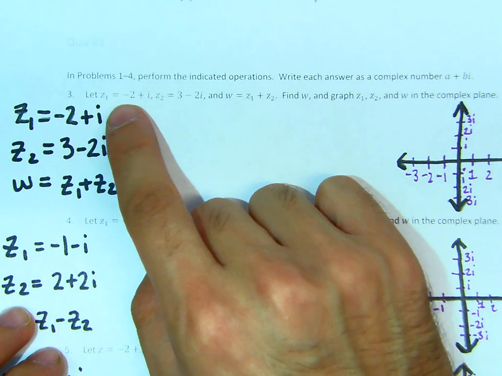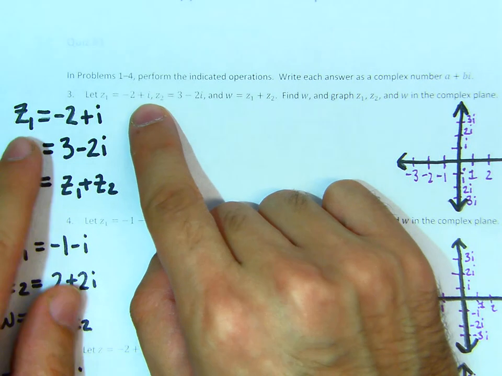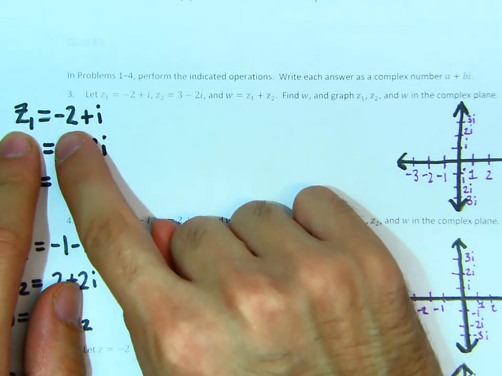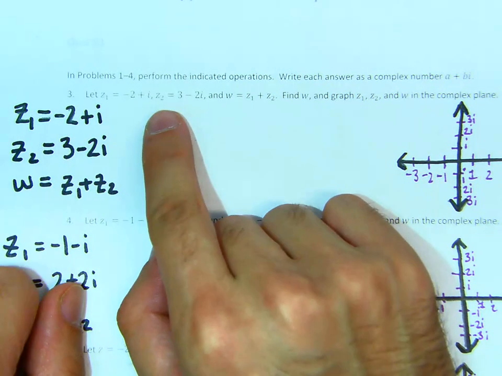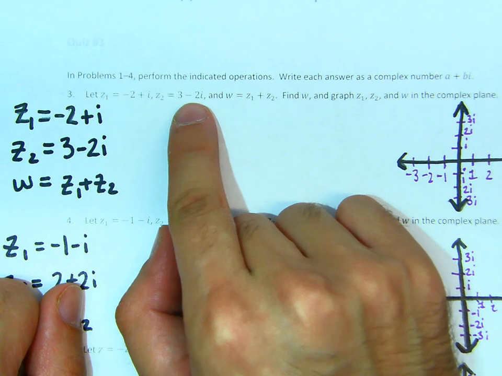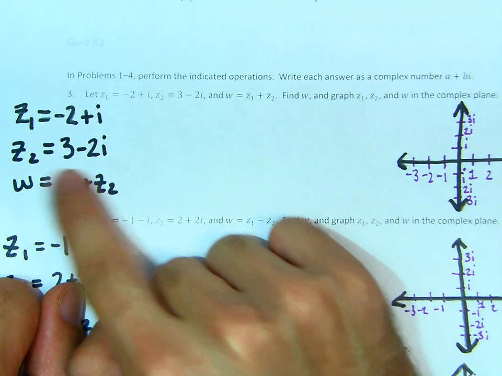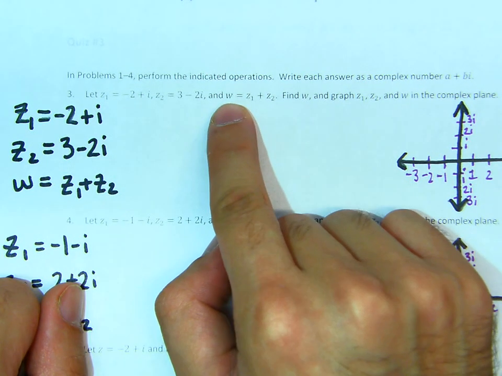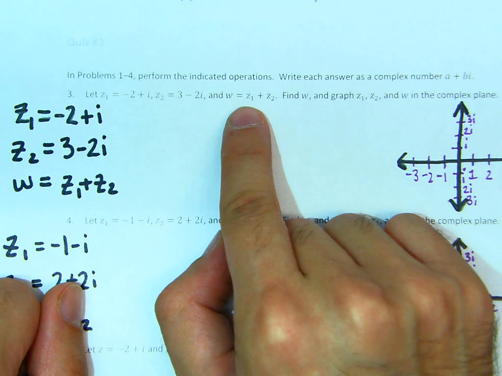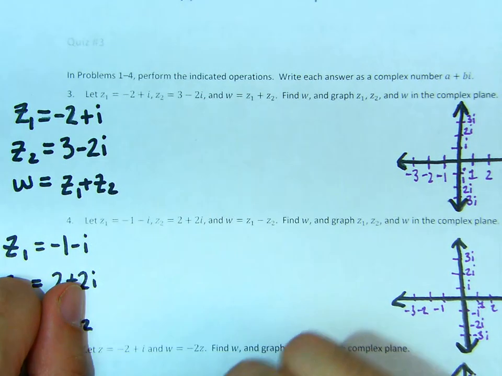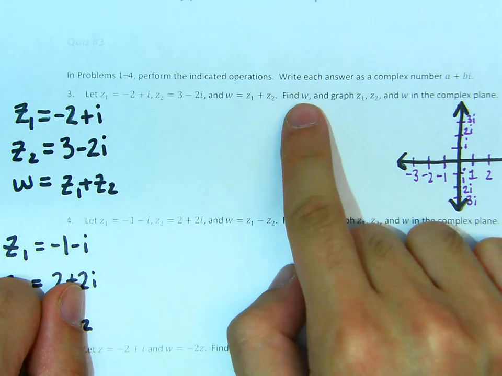Let z sub 1 equal negative 2 plus i. Okay, so this is z sub 1. It is negative 2 plus i. z sub 2 is 3 minus 2i. Okay, so we write that here. And it's saying w is equal to z sub 1 plus z sub 2. So we have that here. Now it says find w.